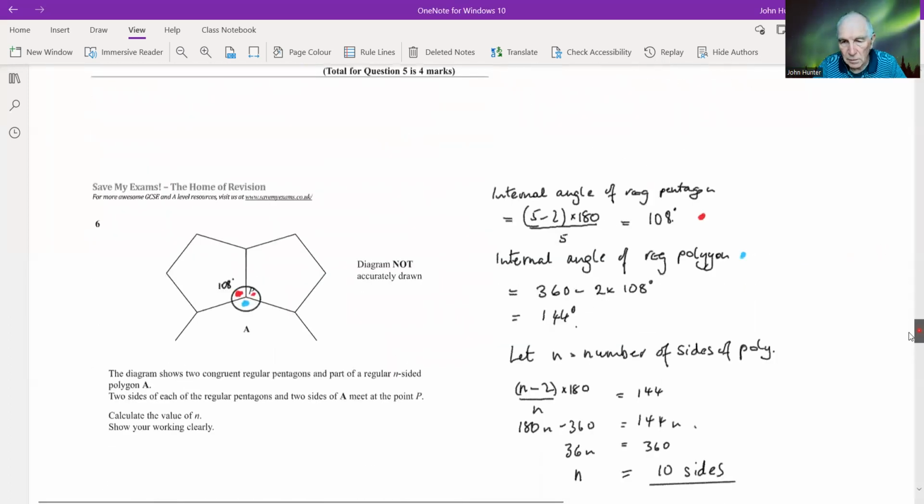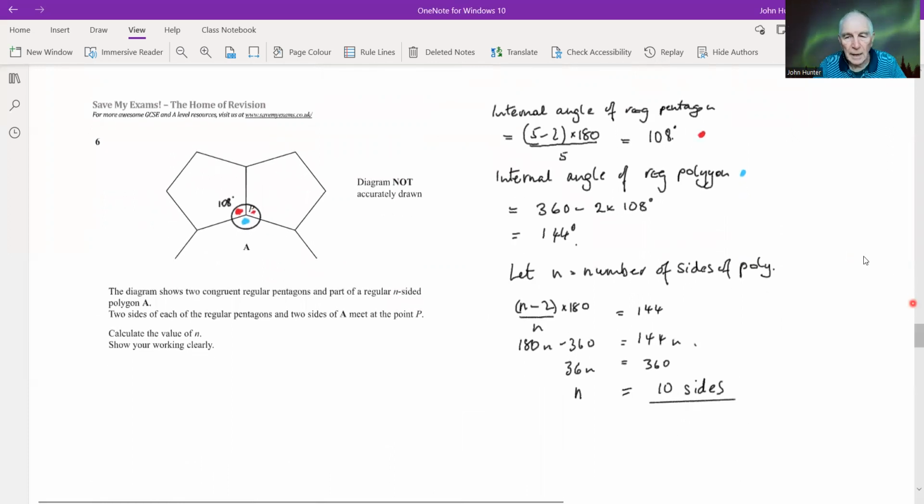Right. Okay. Now, there's a question on regular polygons and angles in regular polygons. This diagram shows 2 congruent regular pentagons, 5 sides, and part of a regular n-sided polygon A. 2 sides of each of the regular pentagons and 2 sides of A meet at the point P. Calculate the value of n.